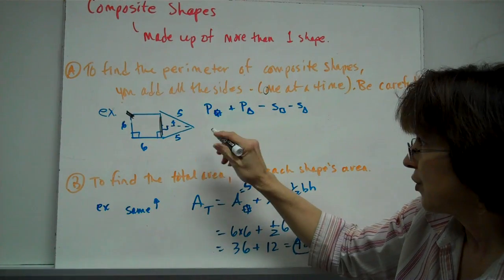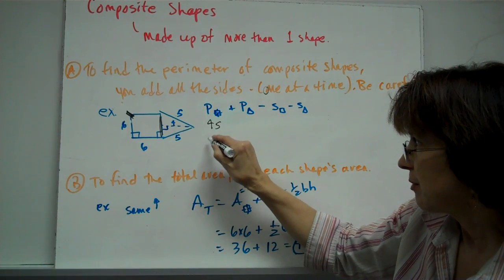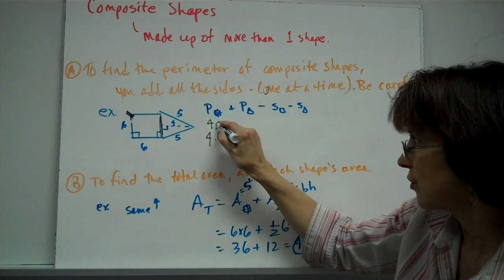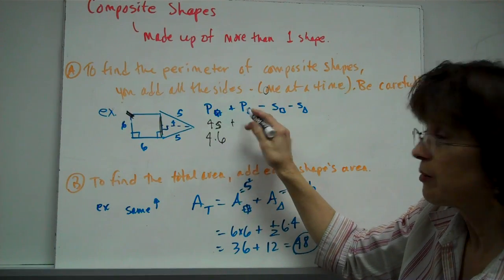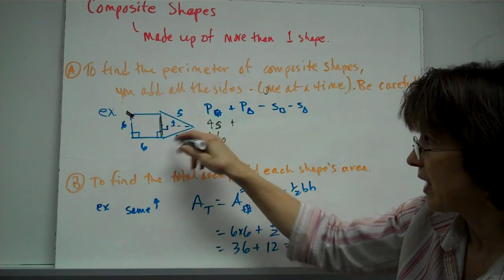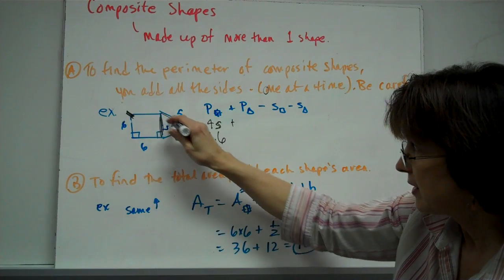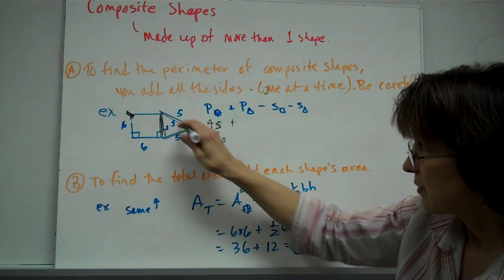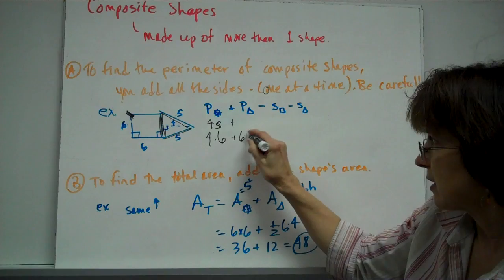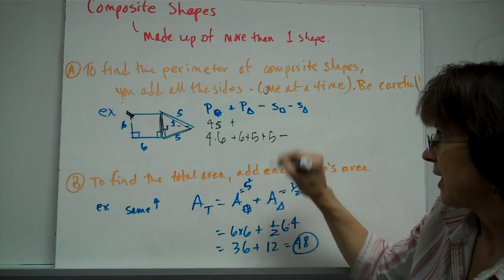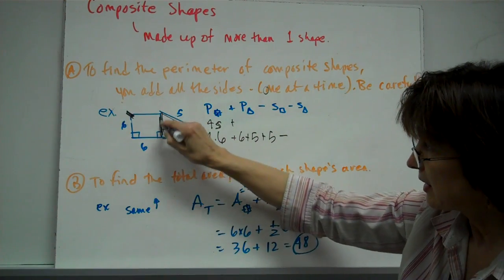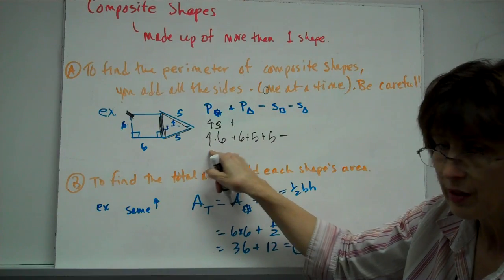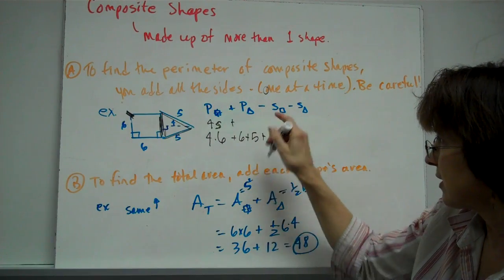The perimeter of the square is 4 times the side, so that'd be 4 times 6, plus the perimeter of the triangle. There's no formula for that, you just have to add up all the sides. If I add up all these sides, I would say 6 plus 5 plus 5. Now I have to subtract this 6 that I had in here, because I really only had 3 sides for my square. So I subtract a 6.